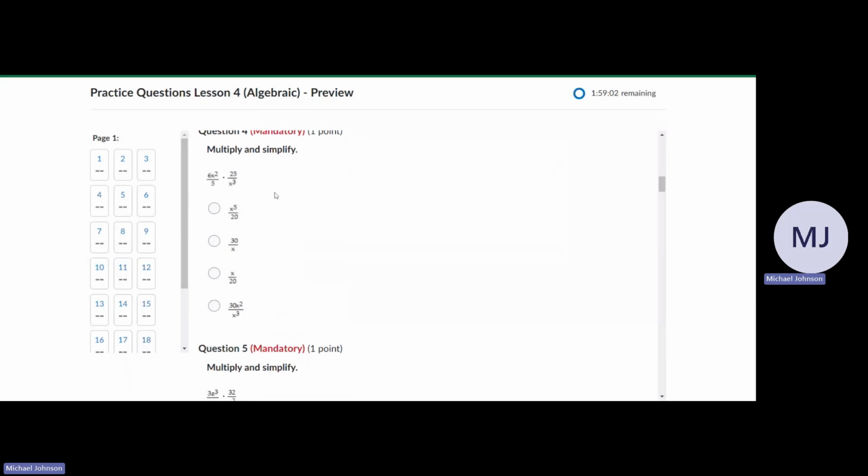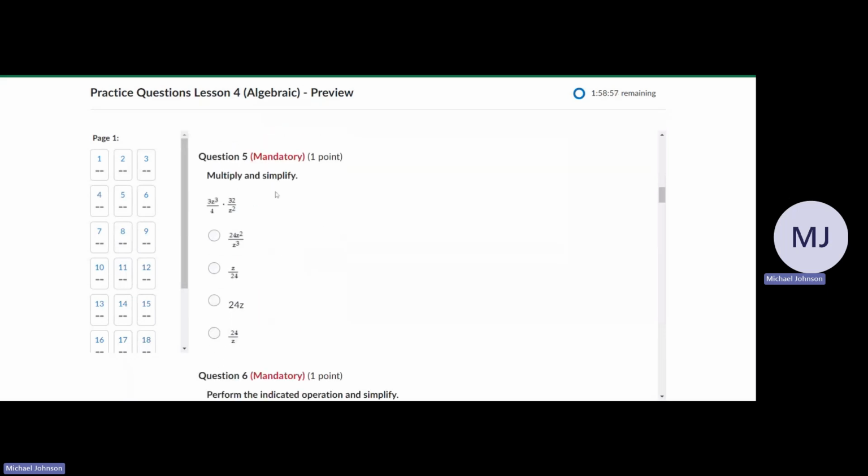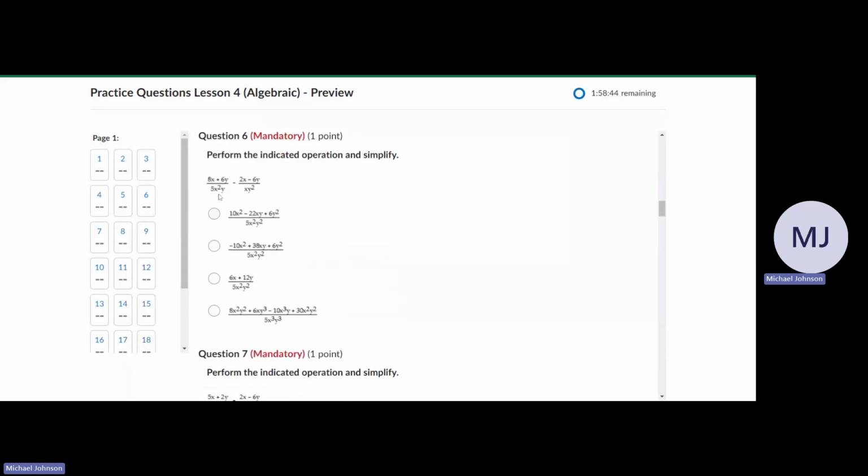So cross x's out, and then 6 times 25, do that, and then divide that result by 5. Multiply and simplify, do 3z cubed times 32, then 4 times z squared, cross out z's, and then do 3 times 32, for whatever that is, divide by 4. Then here, perform the indicated operation and simplify.